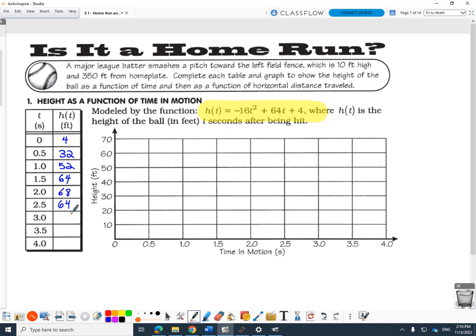What's happening here on the height? It got to its highest. After 2 seconds, it was already at its highest point. Is that realistic? I don't actually know how long these things take. But for the sake of this one, it goes up to a height of 68, and now it's starting to come back down again.